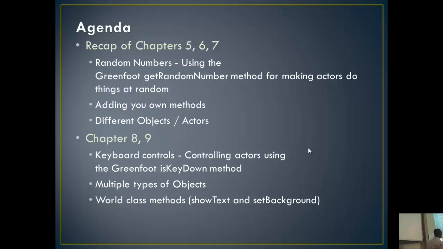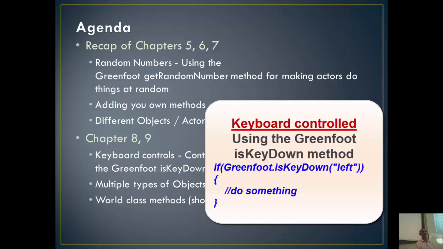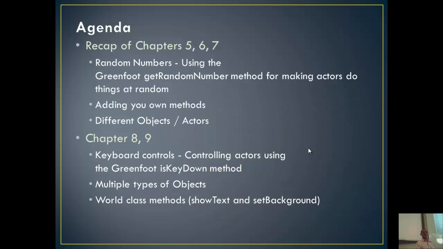Chapter 9 talks about keyboard controls. This is where we use the key down method, also in conjunction with your if statements. And then we look at multiple objects. This is basically adding, if you've got flowers, many flowers, you have many objects of the same type. That's basically multiple objects.